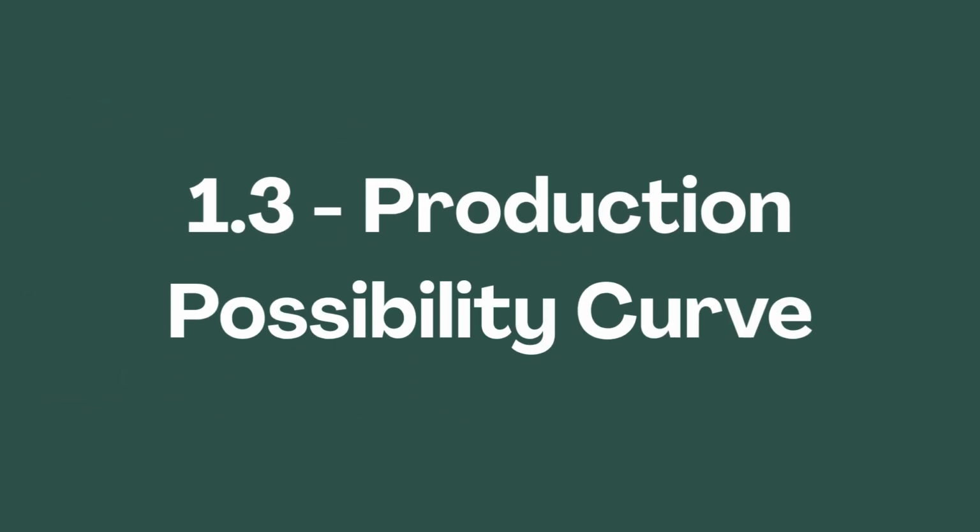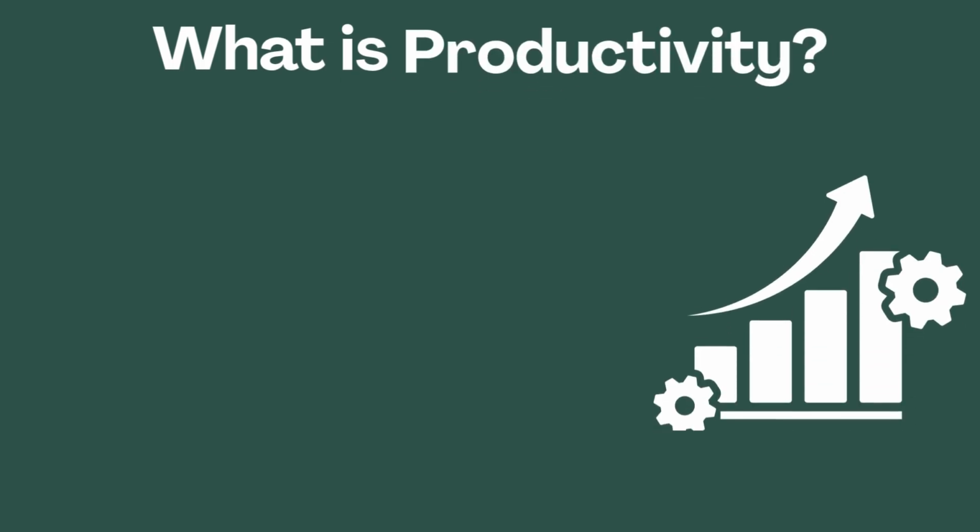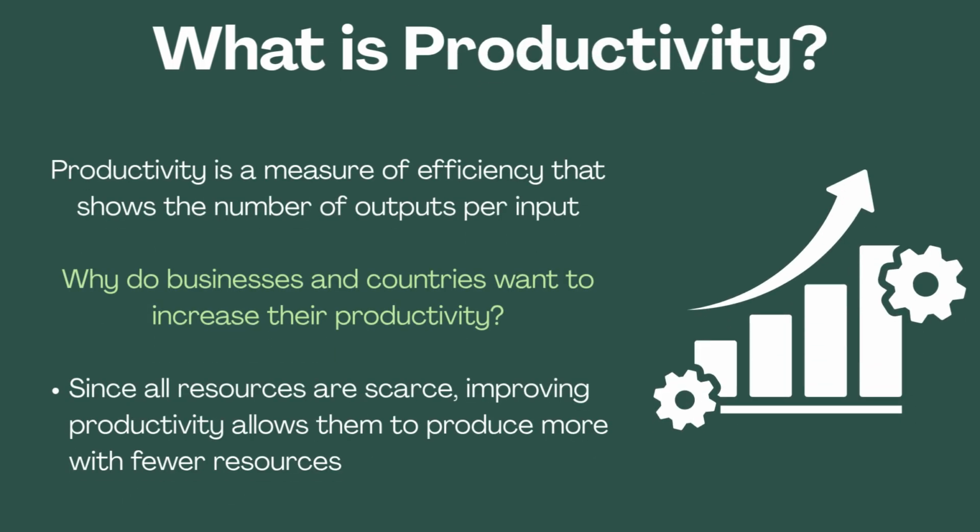Resource allocation brings us to our next topic, the production possibilities curve, also known as PPC. Productivity is a measure of efficiency that shows the number of outputs per unit of input. So, why do businesses and countries want to increase their productivity? Because resources are scarce, improving productivity would allow them to produce more with fewer resources.